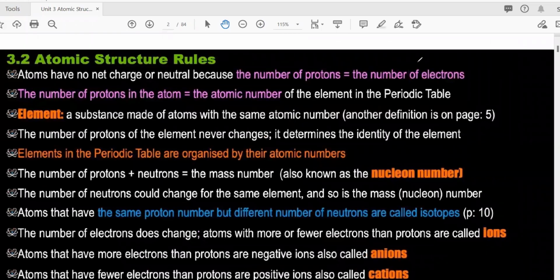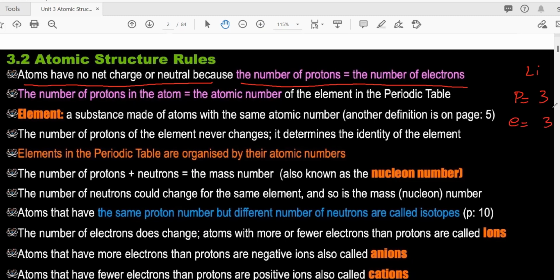Now they are talking about the atomic structure rules. They're saying that an atom has no net charge, it is neutral, because the number of protons and the number of electrons are the same. For example, in the previous example we talked about lithium. In lithium, how many protons were there? 3. How many electrons? 3. Protons have a positive charge, so we can say plus 3, and electrons have a negative charge, so minus 3. If you combine both of them, you get 0.